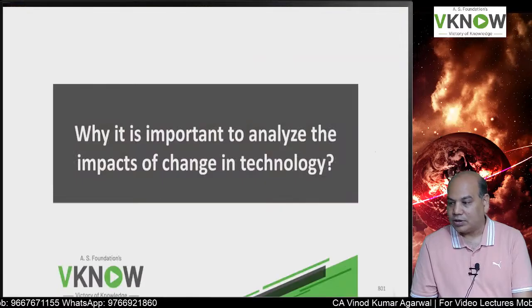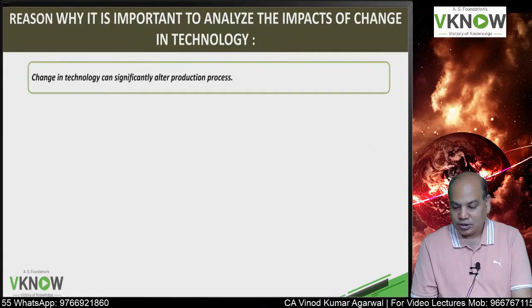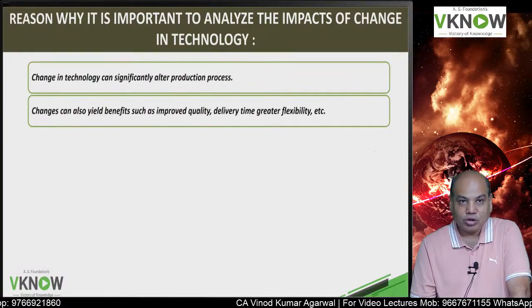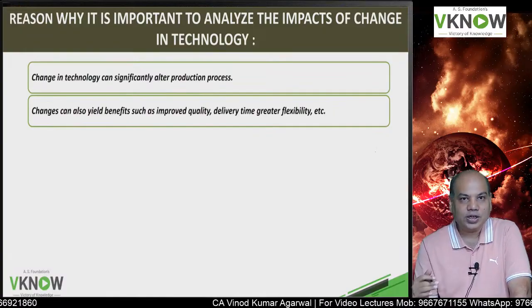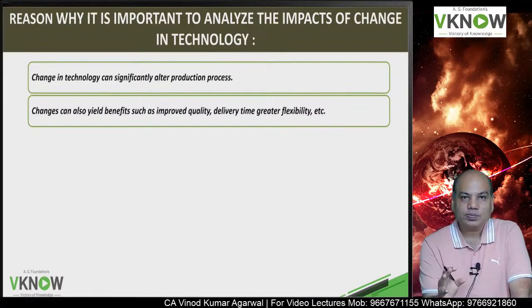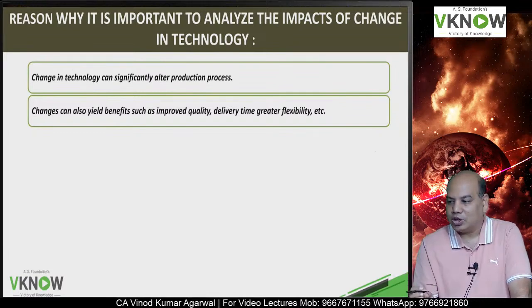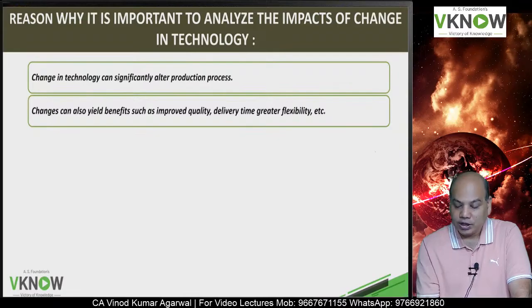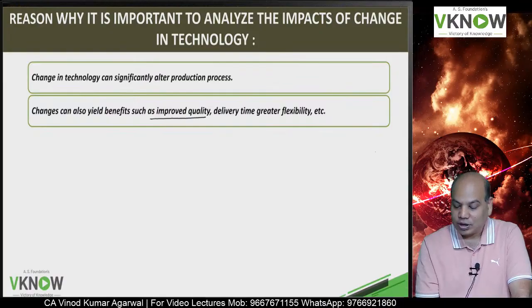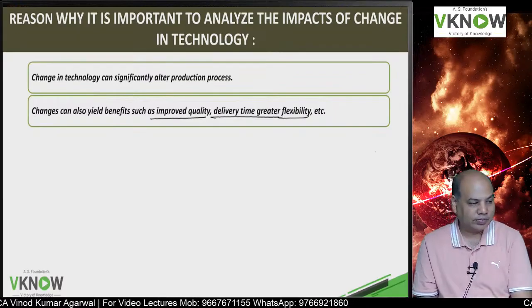So the question is, why is it important to analyze the impact of change in technology? The answer is that change in technology can affect the production process because of the use of artificial intelligence and robotics. Now the production process can be reduced; if suppose it was taking 10 days, it might be reduced to 1 day only. Use of technology can improve the quality, it will increase the accuracy and precision, it will make delivery faster, and it will give more flexibility.